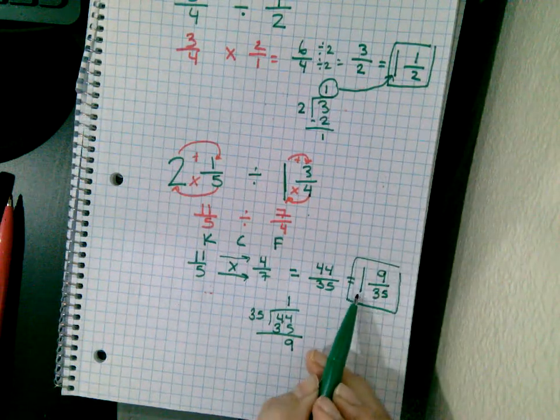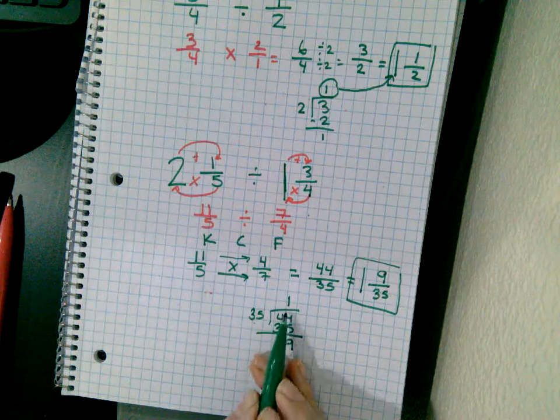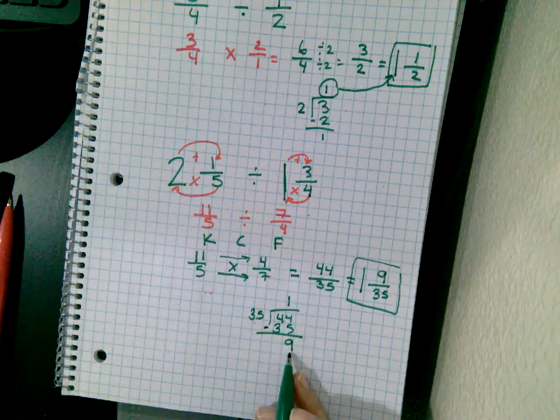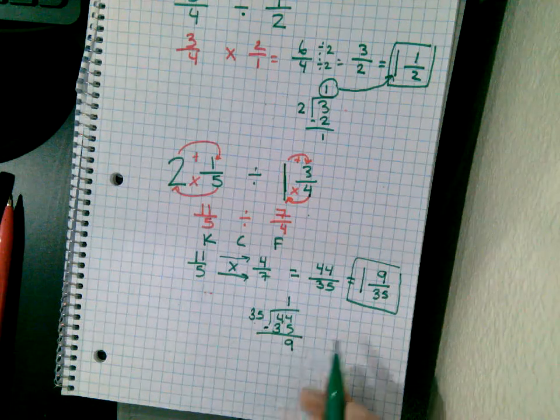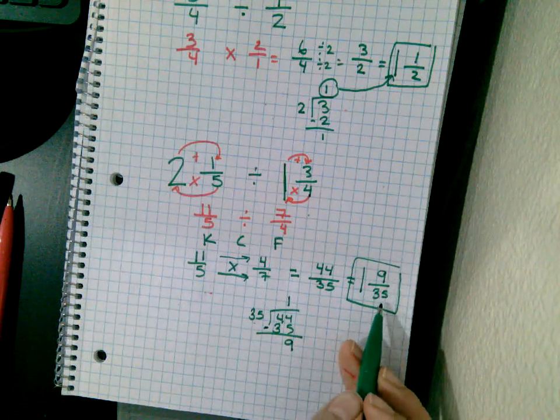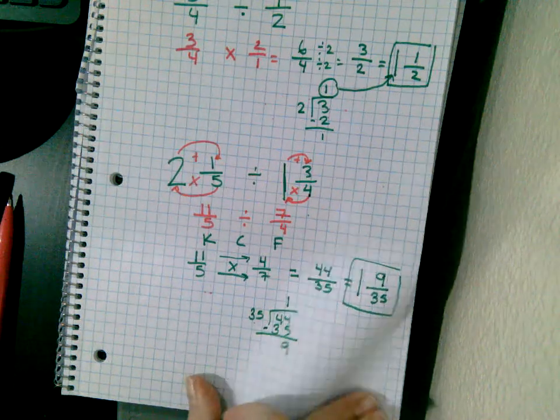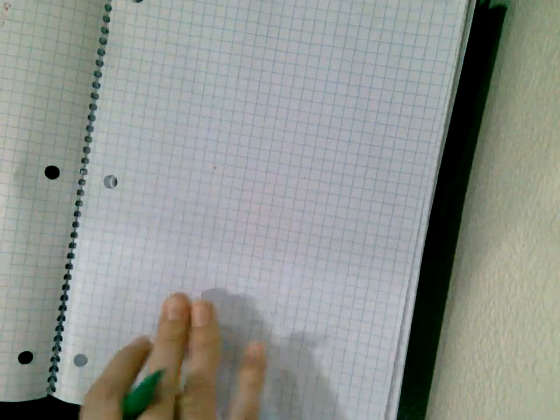How did I get the 1? Well, 35 goes into 44 one time. When I subtract, I get 9 as my remainder. Well, your remainders become your numerators, and your denominator stays the same. All right, we got one more problem to do, and then we'll get started.